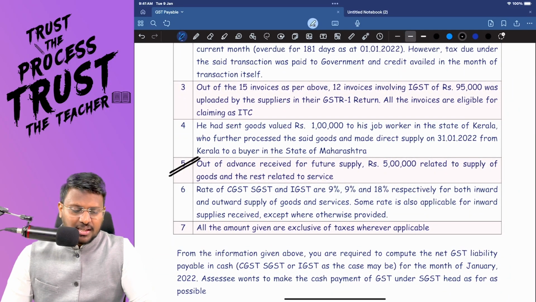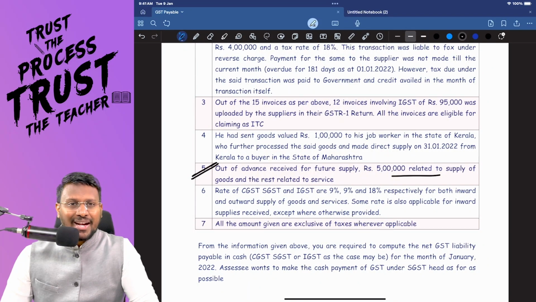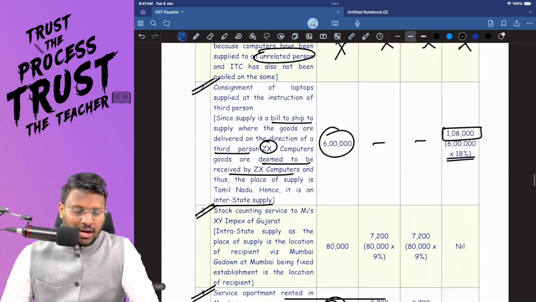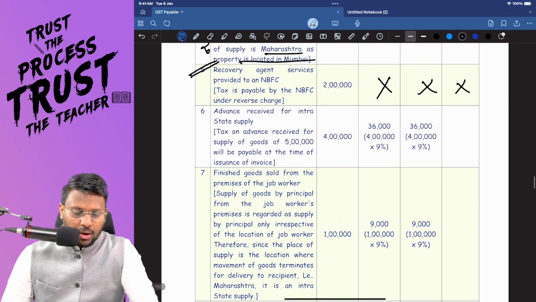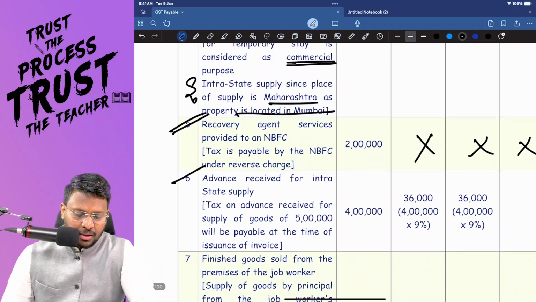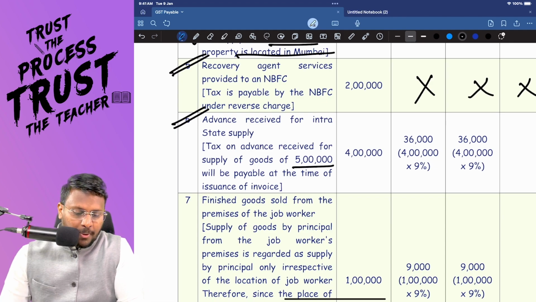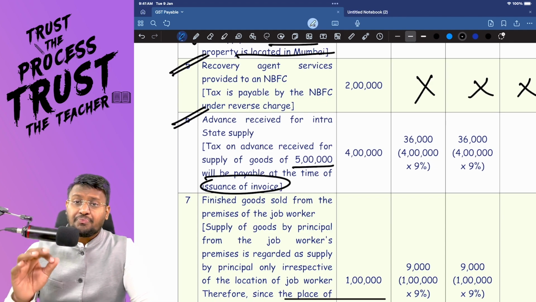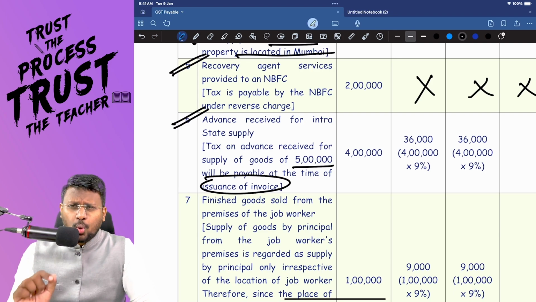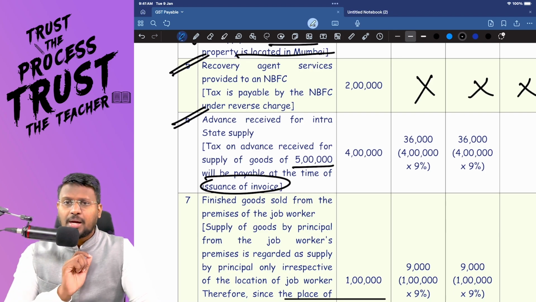Out of advance received for future supply, 5 lakh relates to supply of goods and the rest relates to what? Services. So out of 9 lakh advance, for 5 lakh we are not liable to pay GST, whereas for the remaining 4 lakh we have to pay GST, because that 4 lakh is advance received for intra-state supply. Tax on advance received for supply of goods, 5 lakh, will be payable at the time of issue of invoice. That's what the notification says. Without knowing that notification, please don't go to the examination hall.